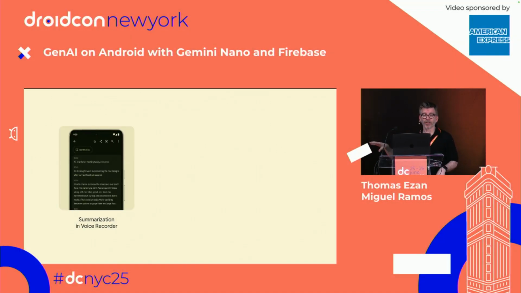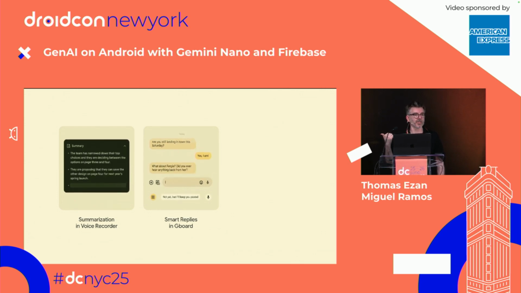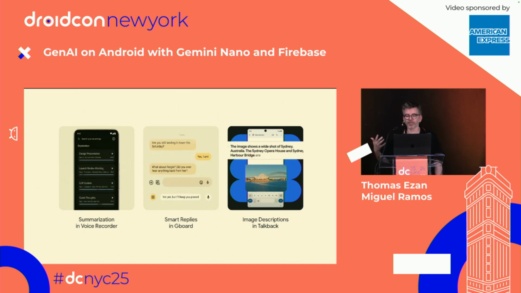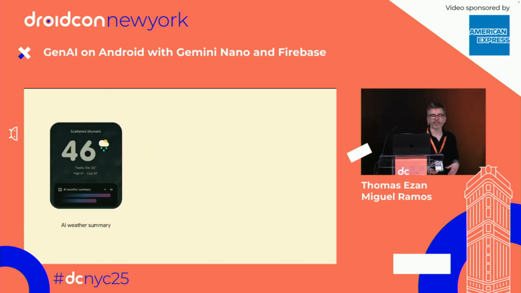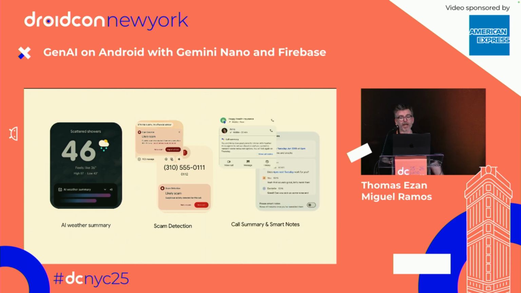And these are some samples of scenarios that you can find today. For instance, you can see the task of summarizing in Voice Recorder, or how we can generate smart replies in Gboard. Also, how we can make image descriptions in TalkBack. Another scenario could be the AI weather summary that you can find right now on devices, or scam detection. It's working pretty well. Why not just summarize the call and take a note for yourself? These are just some samples of the scenarios where you can use generative AI right now, and much more.